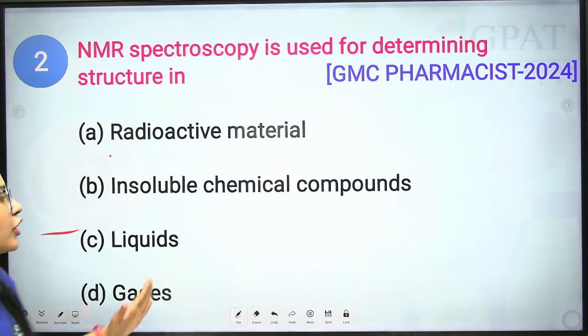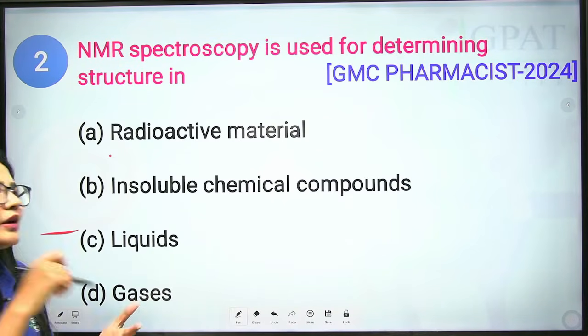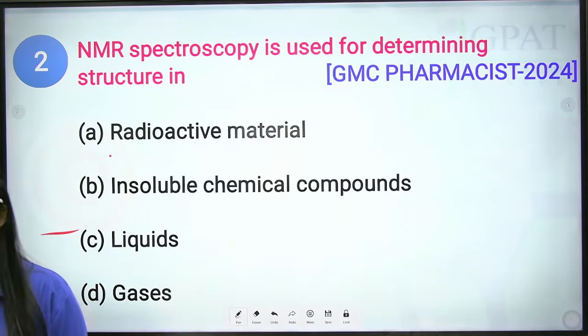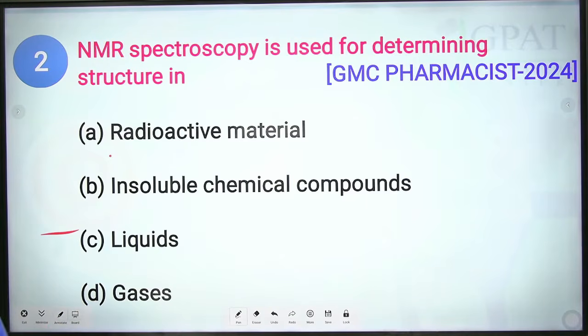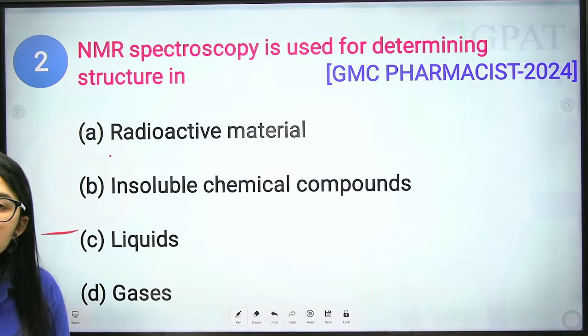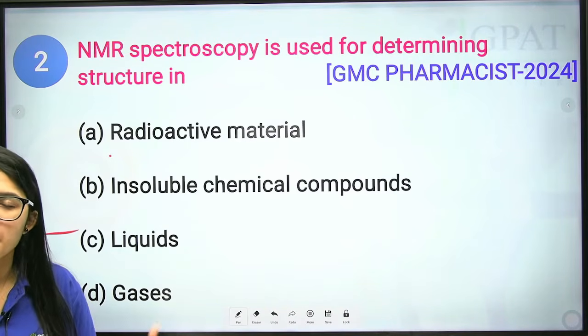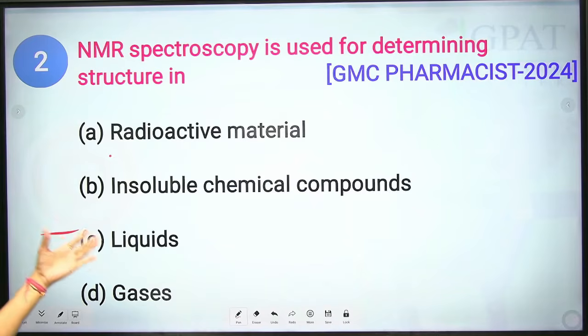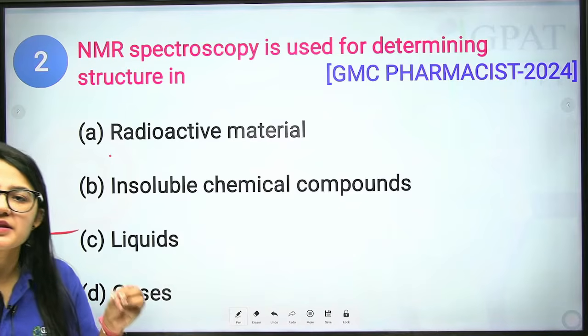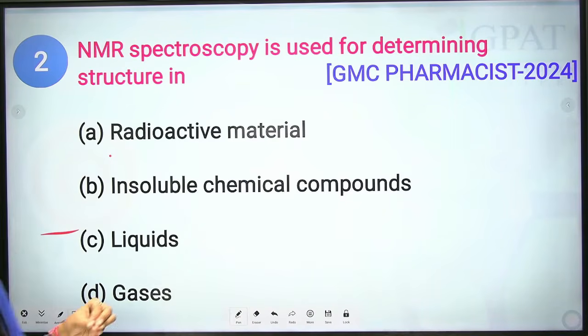Next we have insoluble chemical compounds. Insoluble chemical compounds cannot dissolve easily. Okay. According to this, the NMR sample must dissolve; that is the property needed to give good, proper signals. So this is also wrong. Next we have liquids. So yes, maximum clarity and the highest resolution spectrum is given by liquids. Next we have gases.